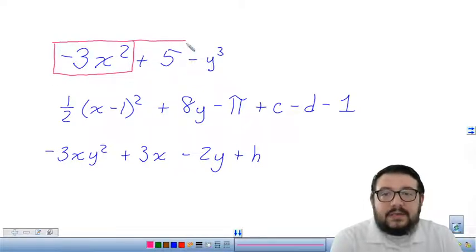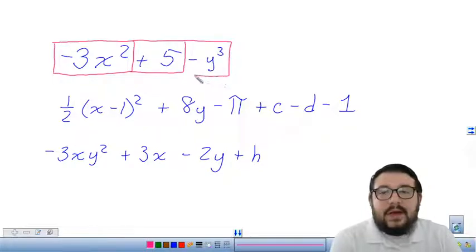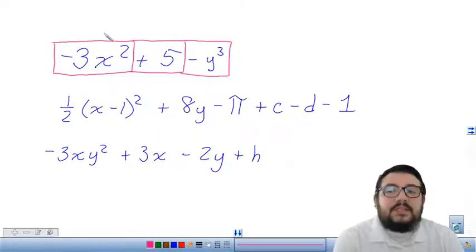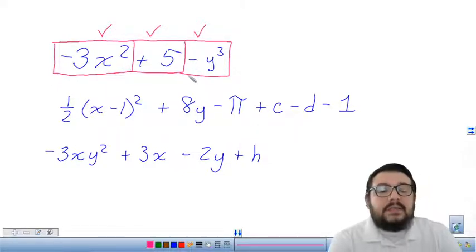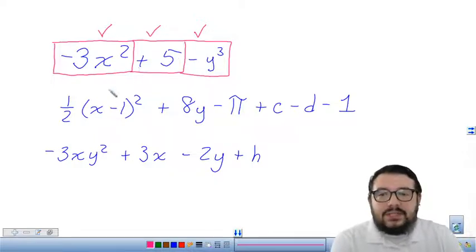Oh, there's a minus sign. So I finish this one and I start the next one. Oh, there's the end. So how many terms are in this expression? 1, 2, 3 terms linked up to make this expression. Okay, let's try the next one.